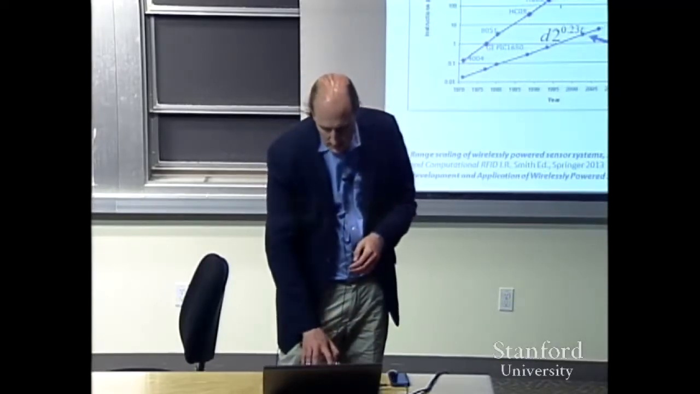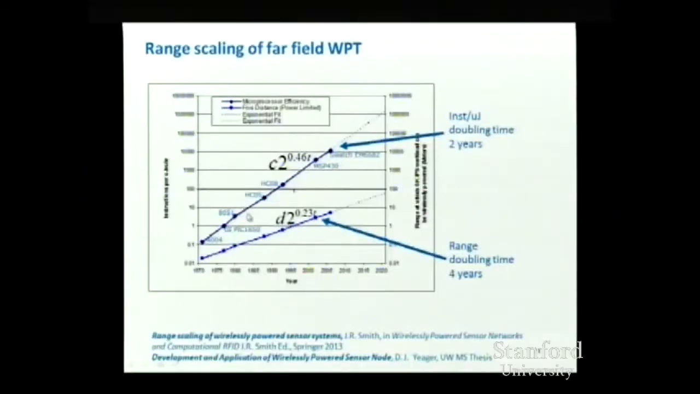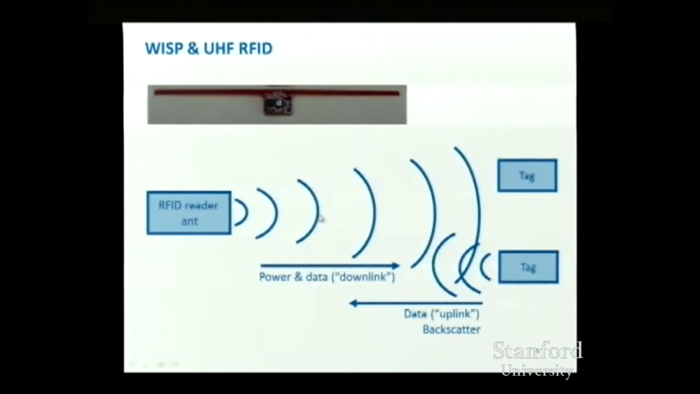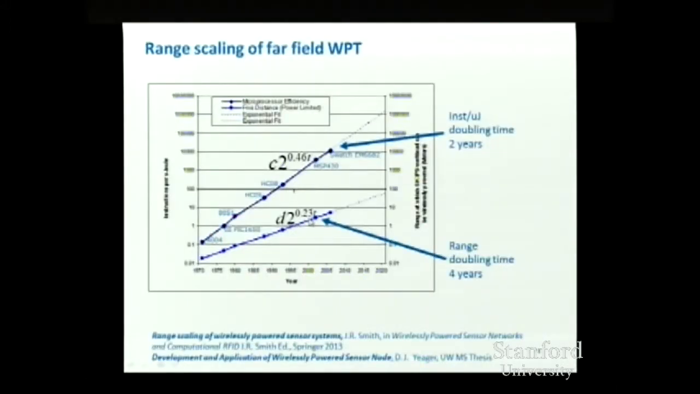So what that means is that if I pick a particular workload and I assume that I'm going to be able to execute it on increasingly efficient hardware, the range at which I'll be able to execute that workload is going up exponentially too. But because of the 1 over r squared fall off, the slope of this range scaling curve is 1/2 of the energy efficiency curve. So this explains why, 10 or 15 years ago, people were able to start making far field UHF RFID tags. Before that, the energy efficiency wasn't there to do this.